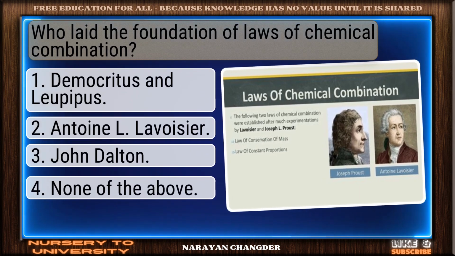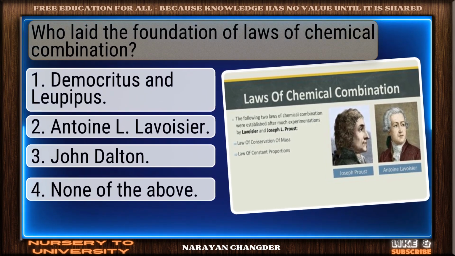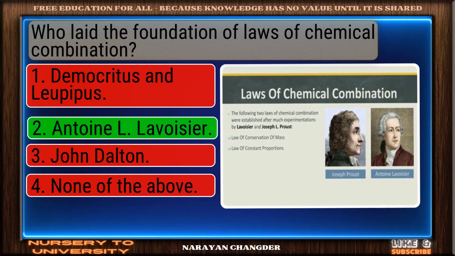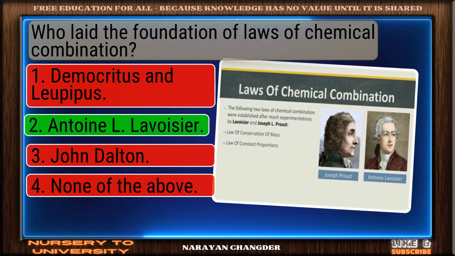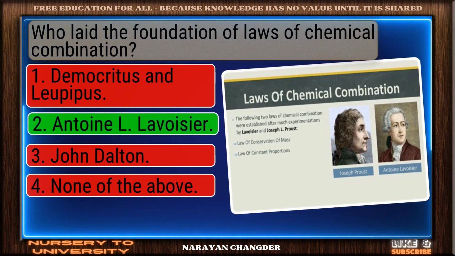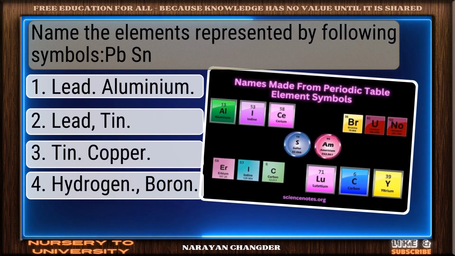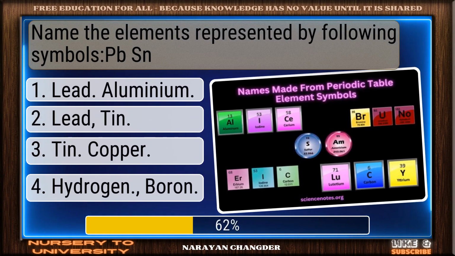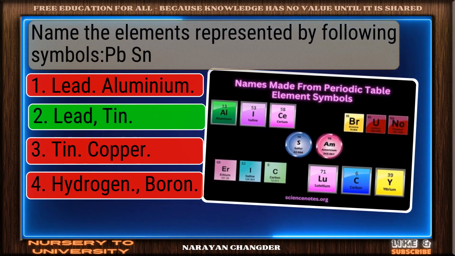Question number 110. Who laid the foundation of laws of chemical combination? Well picked. Antoine L. Lavoisier is the correct answer. Question number 111. Name the elements represented by following symbols. Pb, Sn? You chose lead, tin, and it is correct.